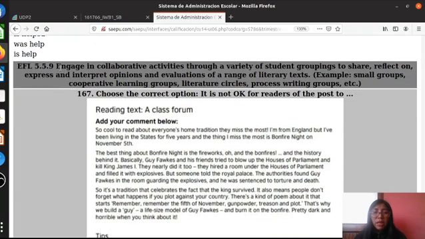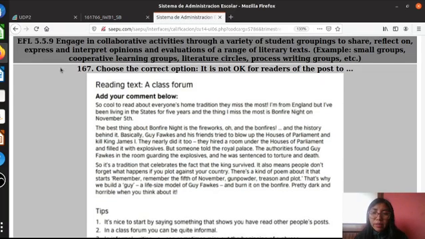Vamos a terminar el cuestionario con las lecturas. Pay attention. Choose the correct option. It is not okay for readers of the post to. Okay, we have to complete. Ok, primero vamos a leer, ¿no es cierto? ¿Qué es esto? Reading text, a class forum. That is the topic of the reading.